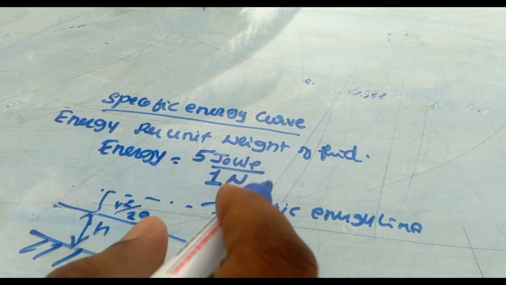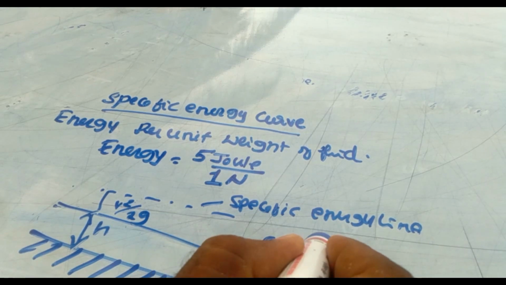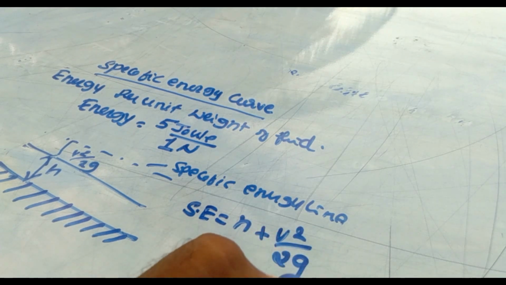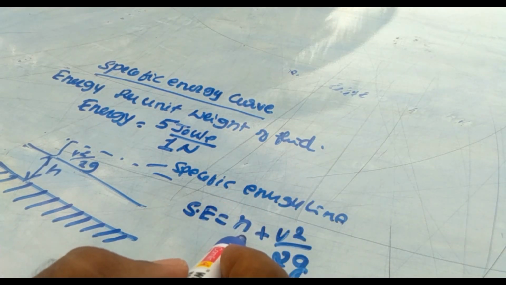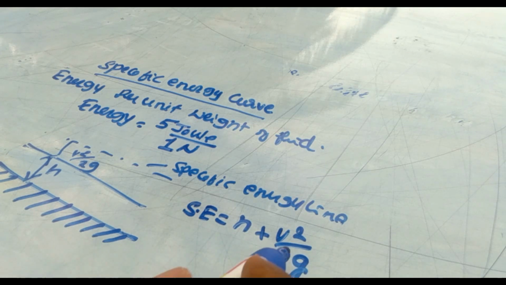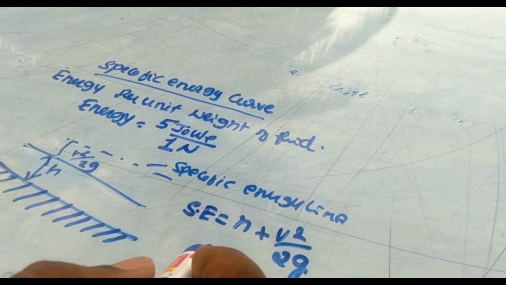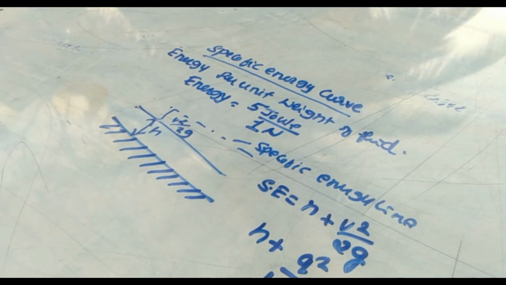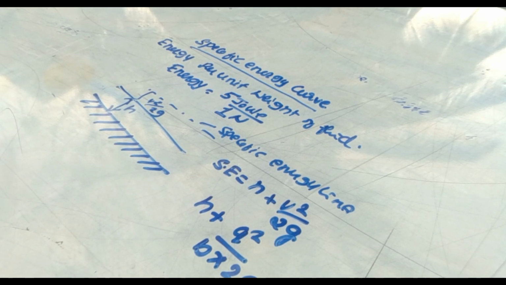So next, specific energy Es is equal to h plus v square by 2g. This one is potential head and this one is kinetic head. So here v is equal to Q divided by A, and we can write Es equals h plus Q square by b square h square 2g.